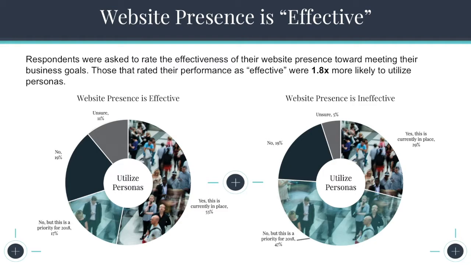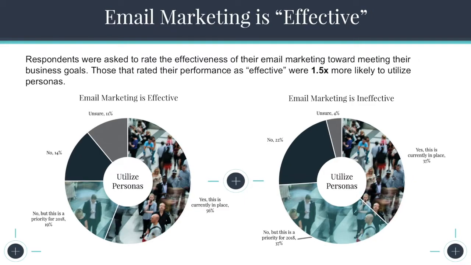We also asked our respondents to rate the effectiveness of their email marketing towards meeting their business goals. Those that rated their performance as effective were 1.5 times more likely to utilize personas. Again, of the group that did not rate their performance as effective, a large percentage, 37%, are making personas a priority in 2018. The full State of Digital Marketing Report is available at silvertech.com for you to download and dive a little deeper into some of the findings if you'd like to.